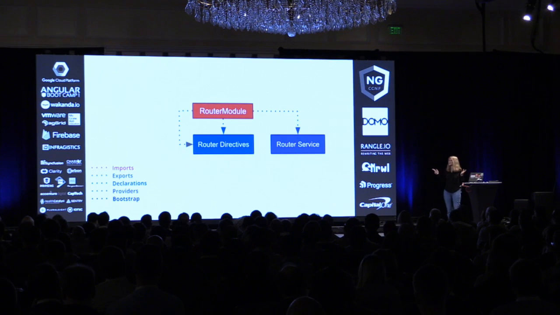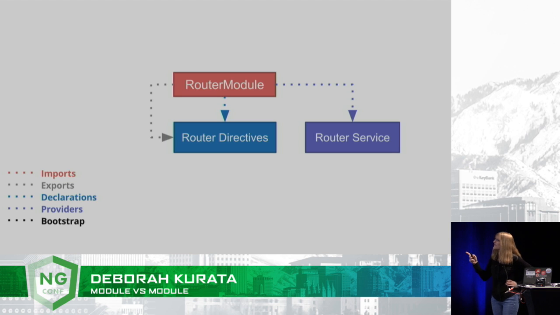A simplified picture of the router module might look like this. It declares several router directives, like router outlet and router link. You can see by the gray line there that it also exports them. That's what makes those available to our other pieces in our Angular module. It also registers a service called the router service. Now, it's really important when we register services that we only register them one time. It's especially important with the router service because the router service works with our global location object from our browser. So we really want to ensure we only have one of those.